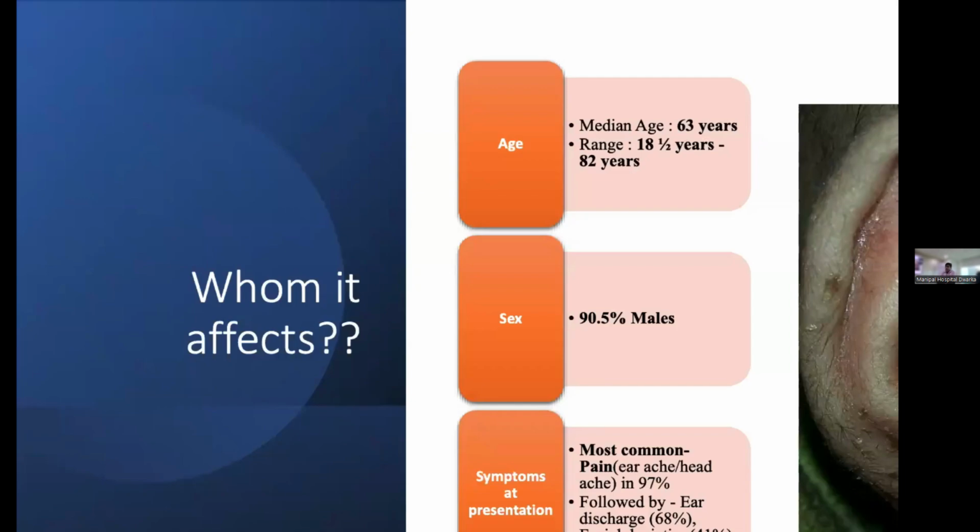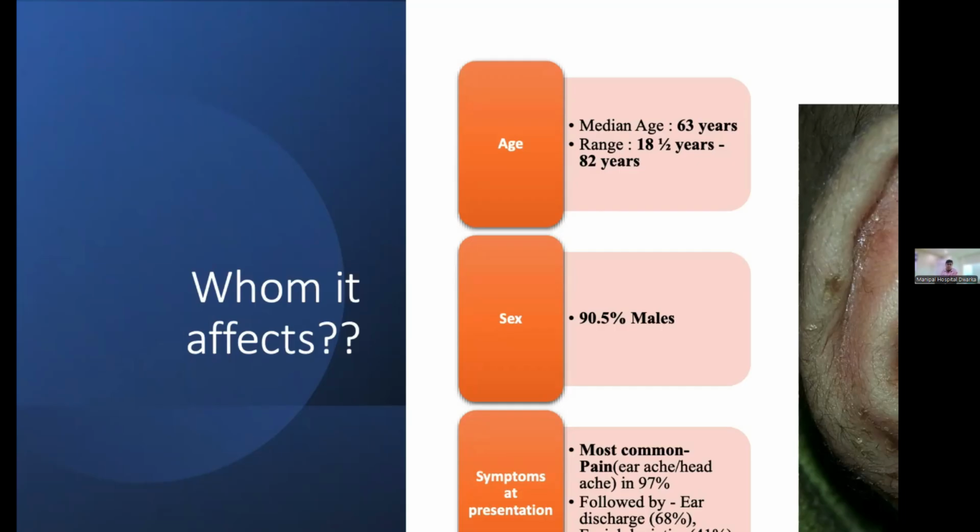I'll be trying to break some myths regarding this, which are prevalent in the general population, amongst the ID group, and also amongst ENT specialists and surgeons. Our median age, if we look at it, was 63 years of these 60-plus patients, and the range was from 18.5 to 82 years. But as a norm, this is a disease of older age. Most people are in their 60s or 70s, and 90% are male, for vague unknown reasons. I tried to look at this, possibly some hormonal influence, possibly some vascular influences, but this is a disease of males. You will rarely see a skull base osteomyelitis patient being female.